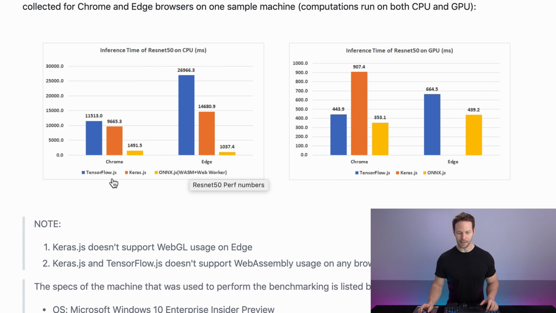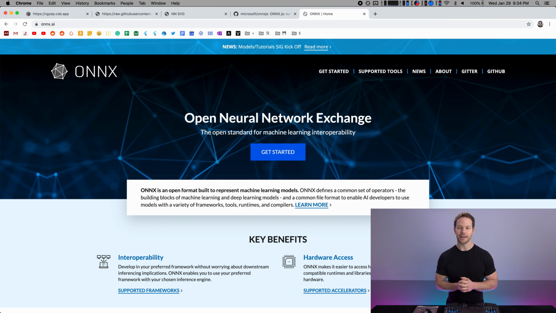So ONNX is the yellow, blue is TensorFlow.js, orange is Keras.js, and the height is the time to run inference. And the left side is on a CPU, and the right side is on a GPU, and their benchmark is the ResNet 50 model. So what is ONNX?